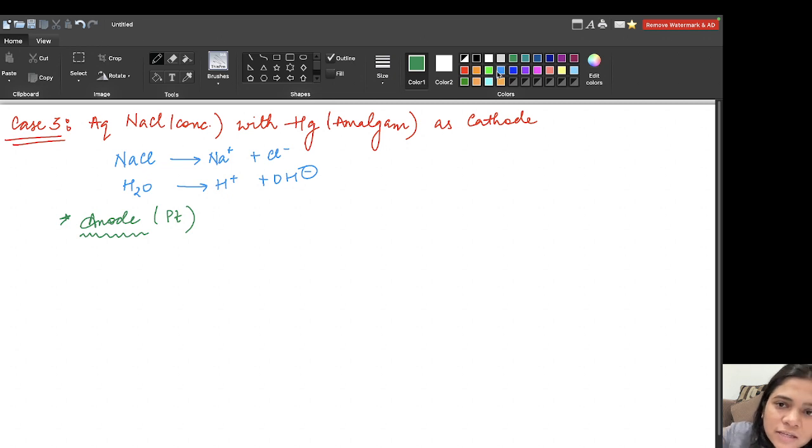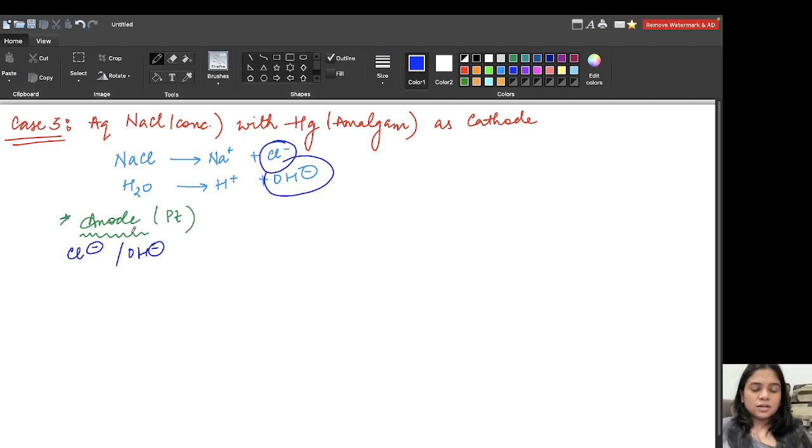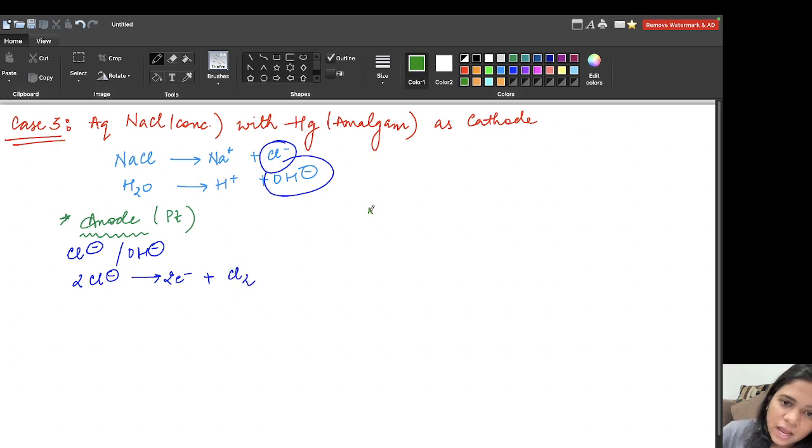And at the anode, anions come. What are our anions? Anions are Cl minus and OH minus. Among Cl minus and OH minus, you just need to check the preferential discharge series, whichever comes above. Cl is coming above, so chlorine will be liberated at the anode. 2 Cl minus gives 2 electrons plus Cl2. Your chlorine is getting liberated.